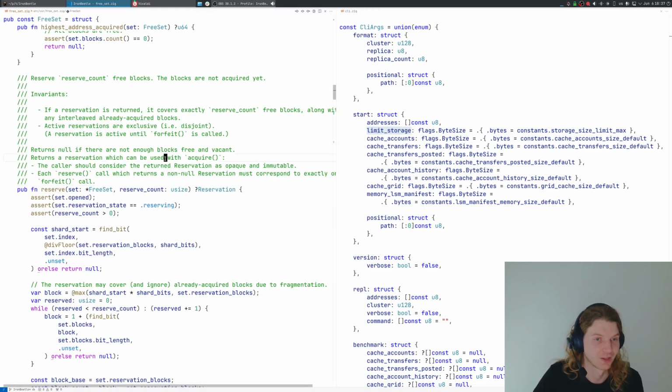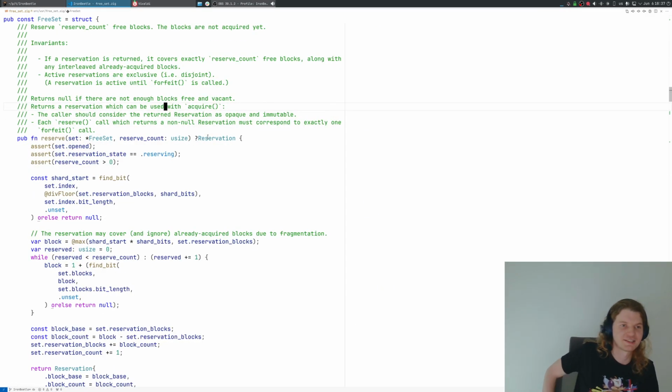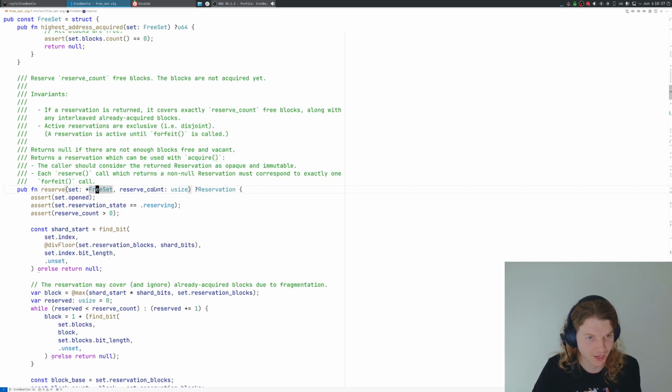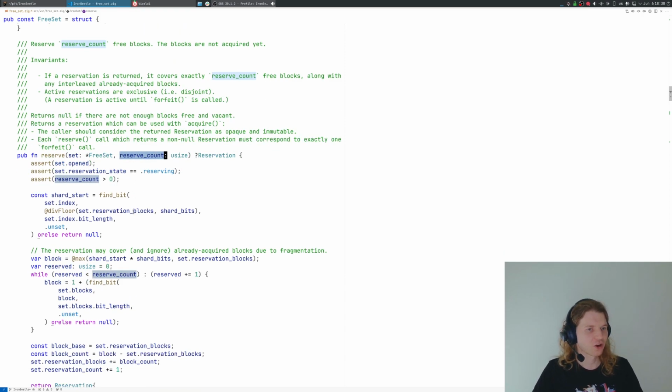So, okay. With this high-level picture in mind, let's actually go and understand how this happens. Okay, so reserve. Someone comes to the FreeSet and says, okay, I'm going to start allocating. I don't know how many blocks I will allocate, but I know the upper bound. So I will allocate at most reserve count. So please reserve me a section of the FreeSet which contains at least reserve count blocks. Okay, how are we going to do this?